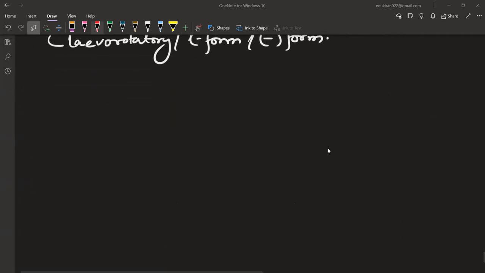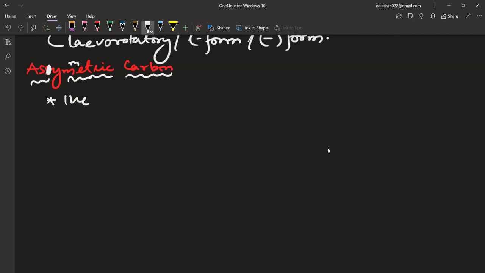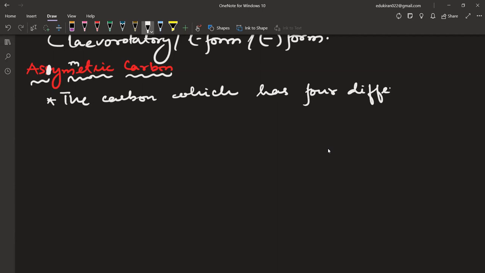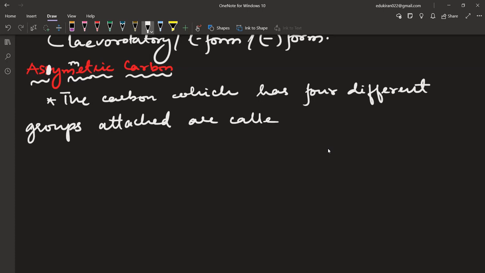So, one definition which is known as asymmetric carbon. These are some terms that we have to learn. Asymmetric means ek hi s hota, sorry, do m hota shayad. Asymmetric carbon, right? The carbon which has four different groups attached. Four different groups attached are called asymmetric carbon.